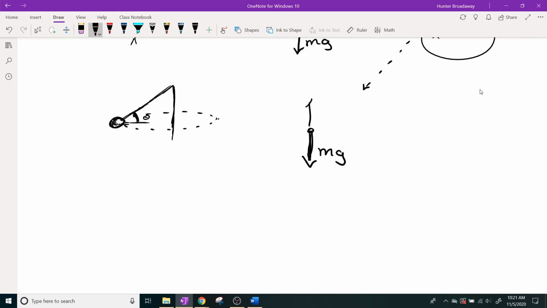Like this? Oh, cattywampus. We got a little bit of cattywampus here. All right. And it goes like this. So we're going to call this T.